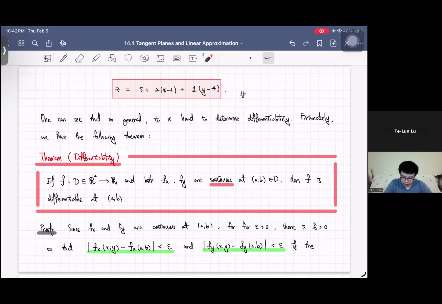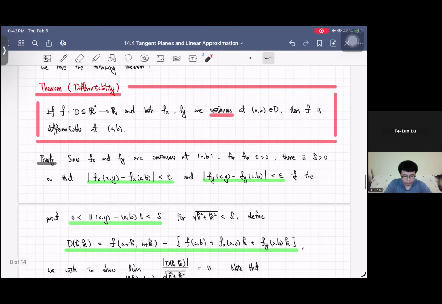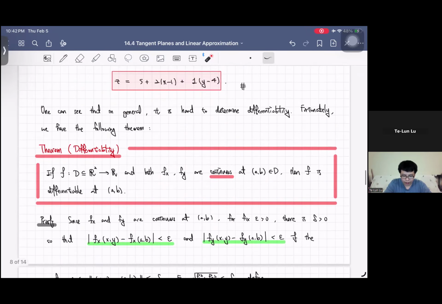Okay. Just so that you guys get how this works, I actually present a proof here, which is not too long. This will not be on your quiz. This is not within the scope of the course, so you can just skip this part. But I just want to present it here for completeness and also to see how continuity of the first order derivatives is important to differentiability.